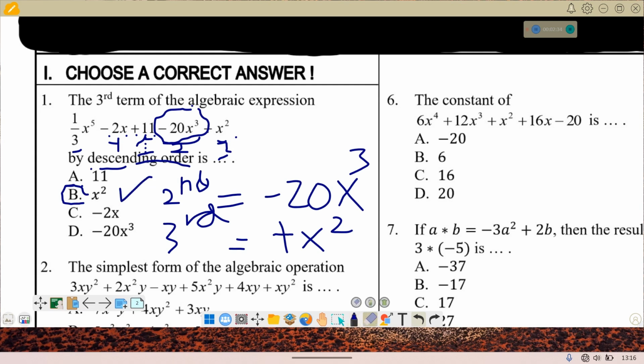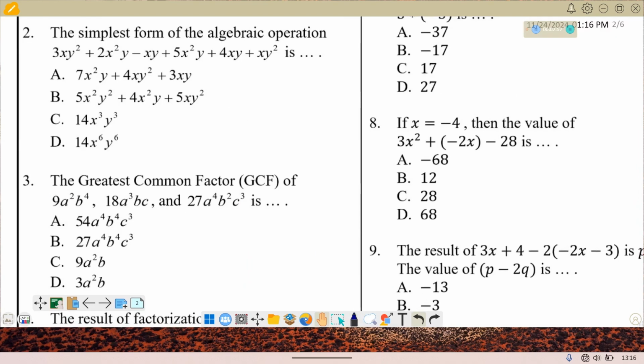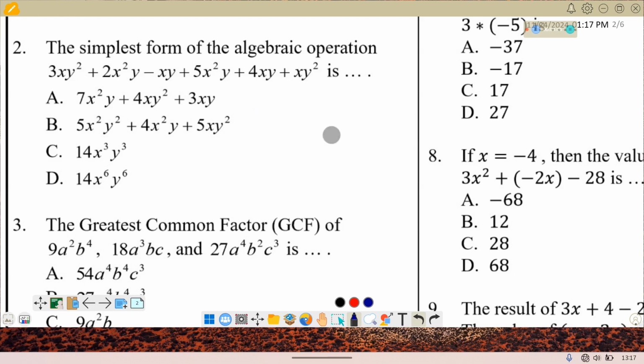Okay, now let's move on to the next question. Now let us see question number 2. The simplest form of the algebraic equation. Let's try to make it simpler by combining all those like terms. Here we have xy squared, and then here we have xy squared. Do we have any others? I don't think so.